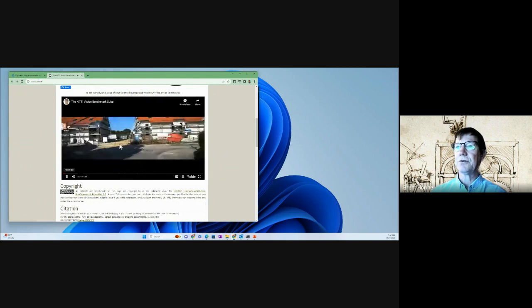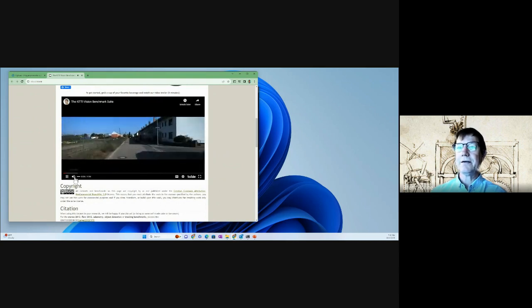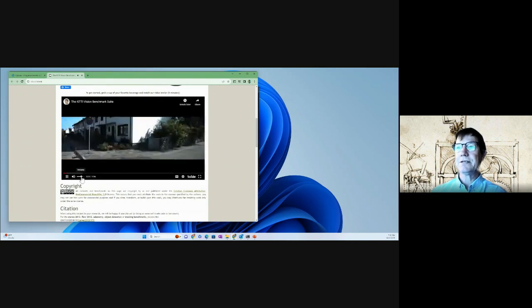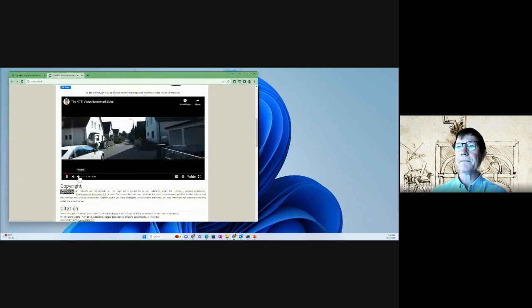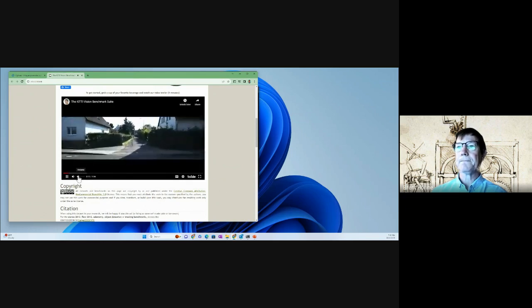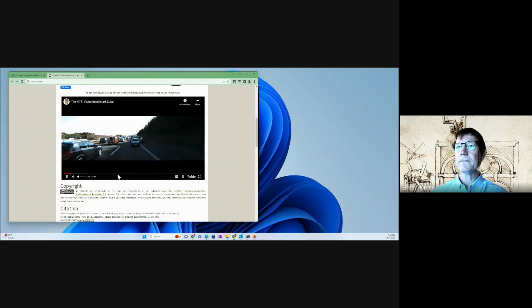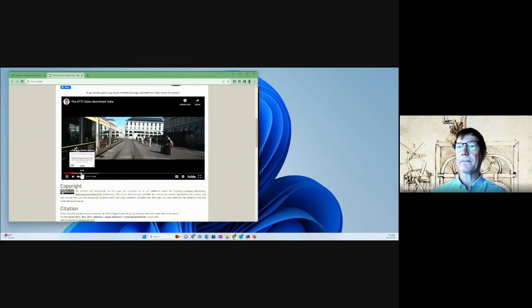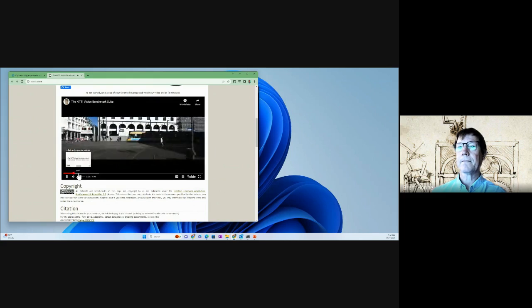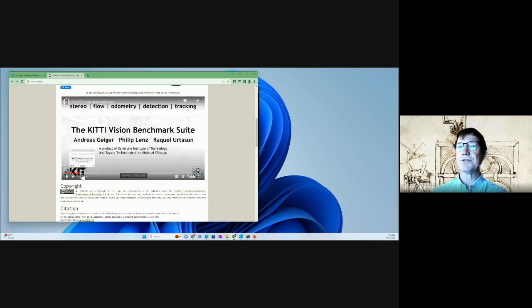So they drove through this area. Do we need all that noise? I don't know. Just skip over some of that intro there.